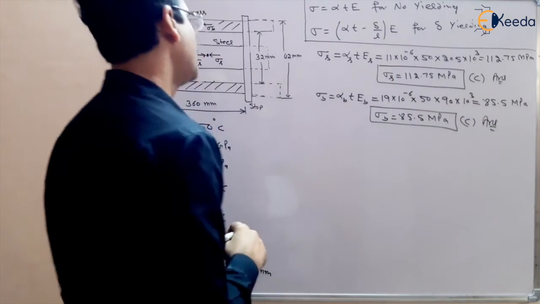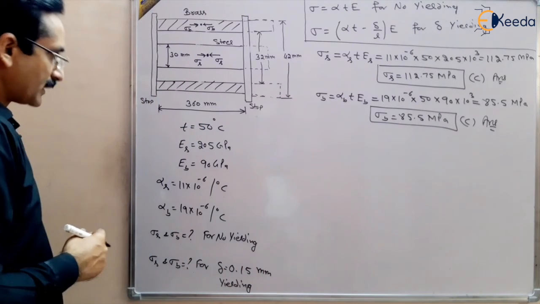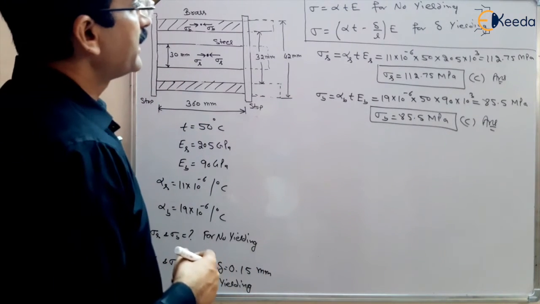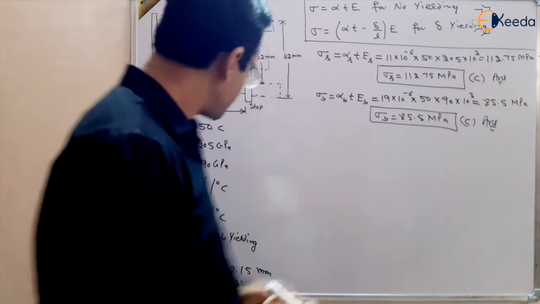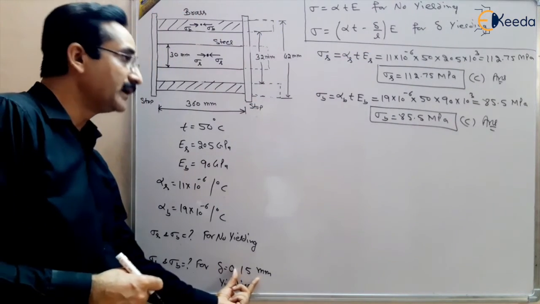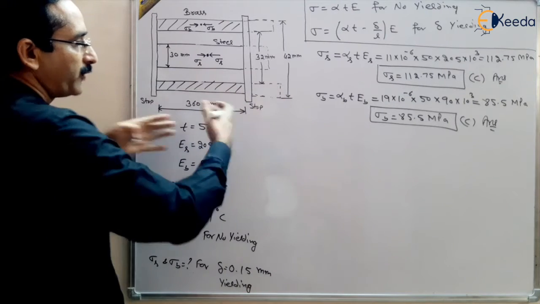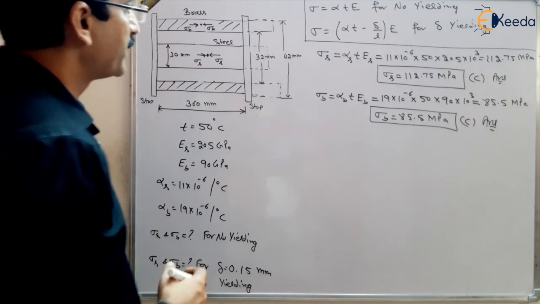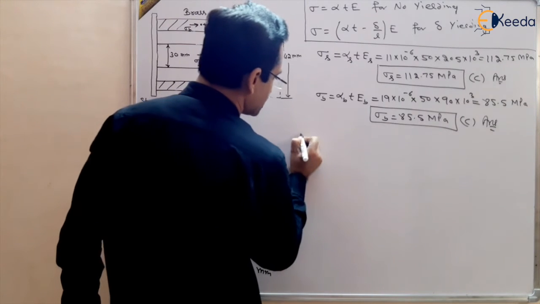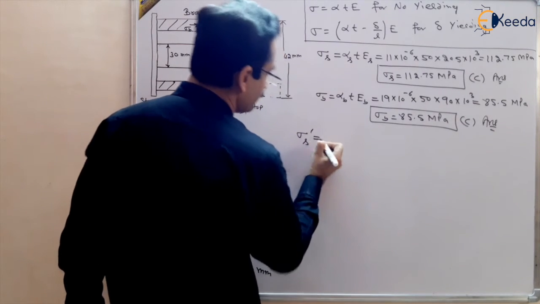So another answer we have got is 85.5 megapascal, and the stress is again compressive stress, right? Now in the second part of this question, yielding is there. How much yielding is there? 0.15 mm. The supports yield by 0.15 mm, right? So what will happen? The stress is developed in this material.